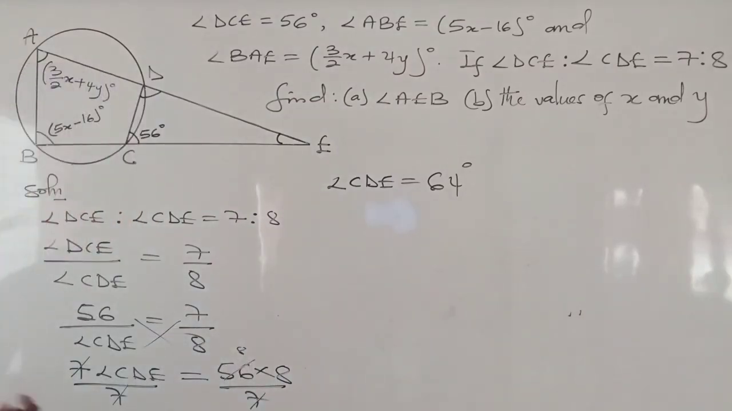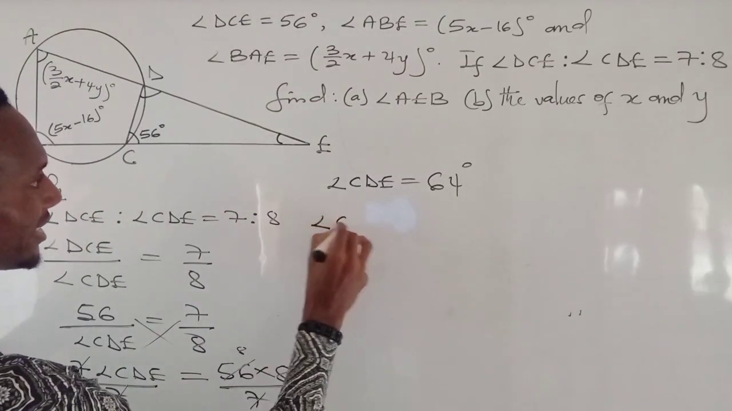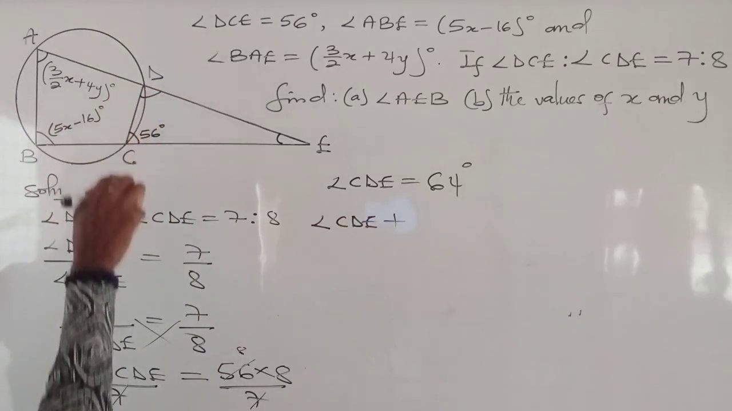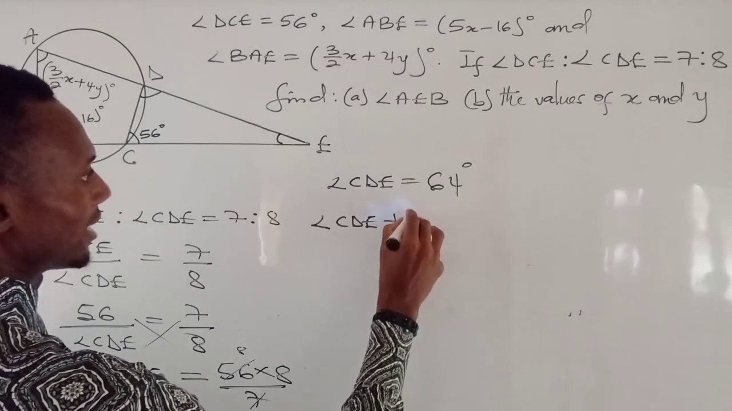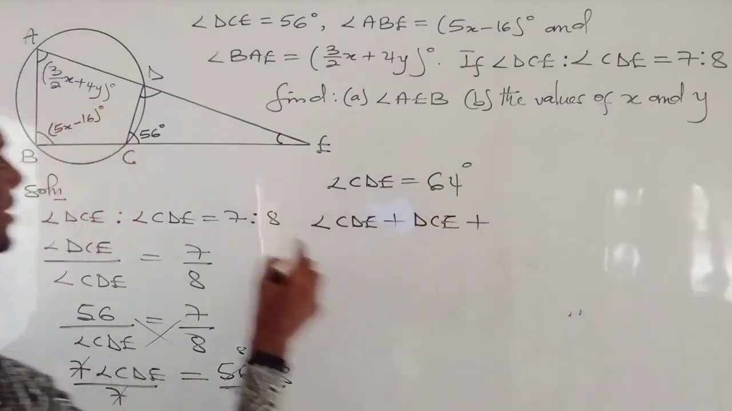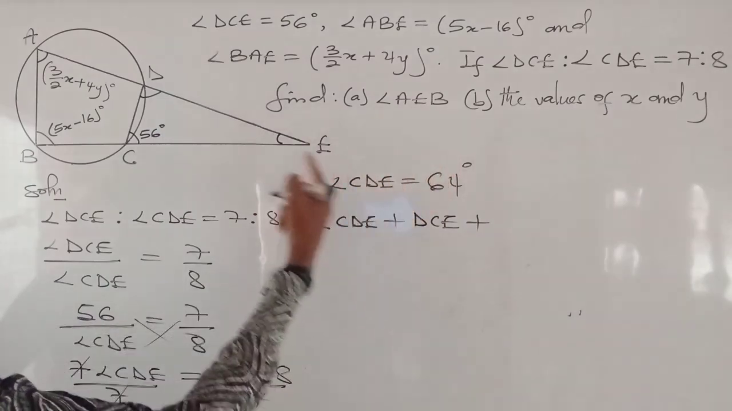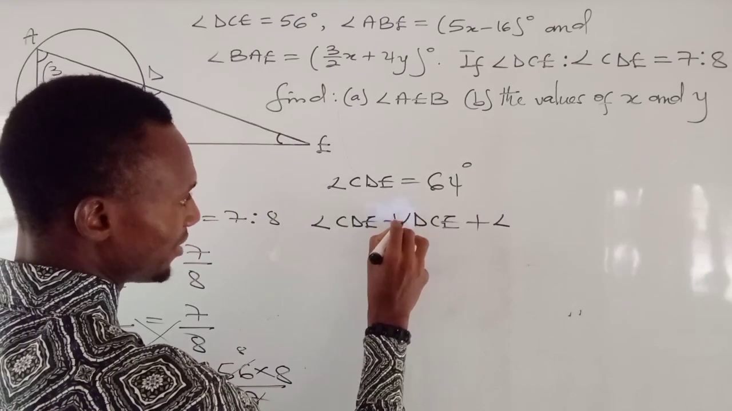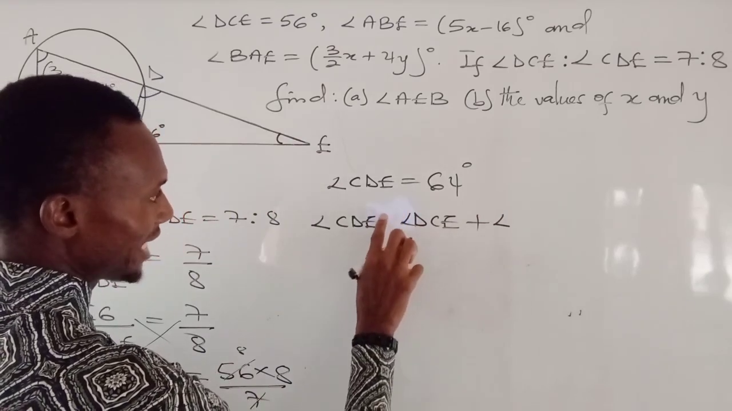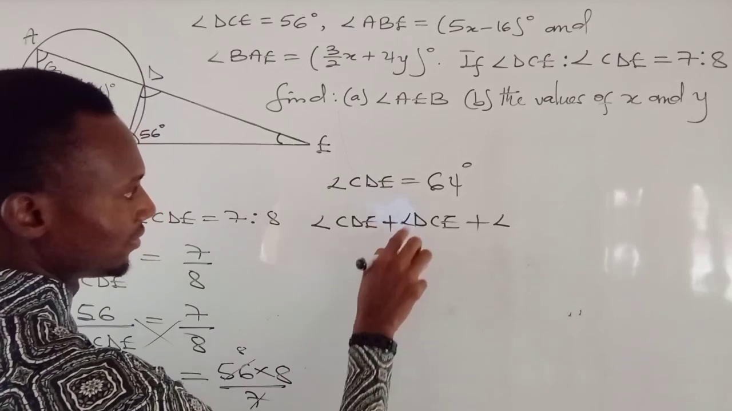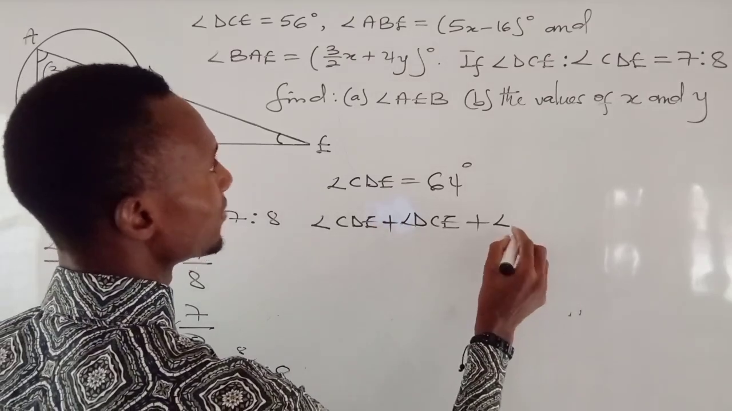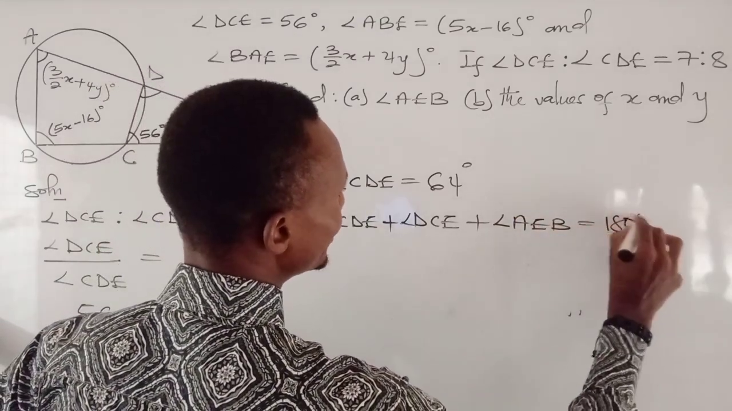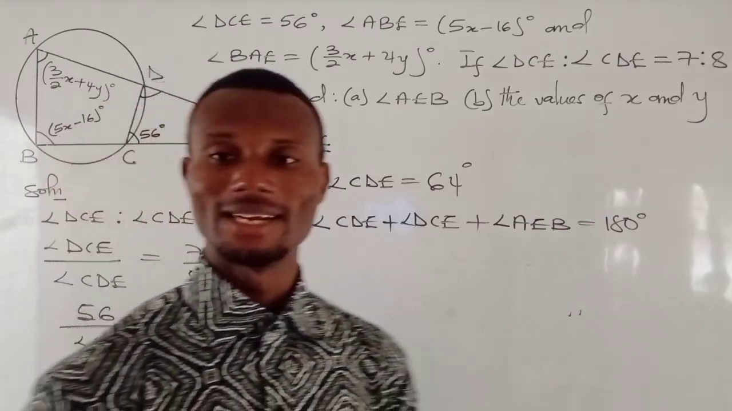Okay, so I'm going to say that my angle CDE plus this angle, which is angle DCE, plus the angle AEB that I'm looking for, which is the angle being formed here, plus... I forgot to bring my angle symbol here, so let me bring it. So you need to bring the symbol of the angle. So angle DCE plus angle AEB should be equal to 180 degrees. And I hope you understand up to this point.